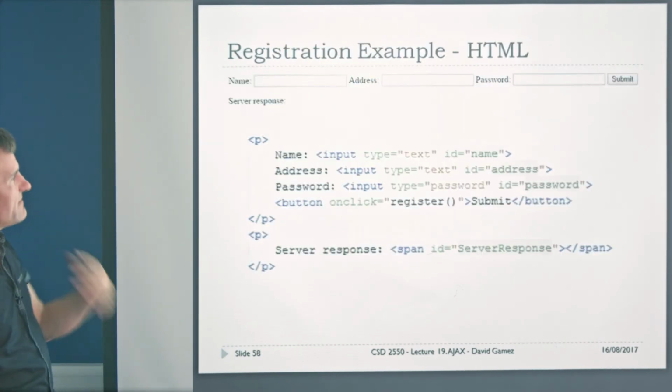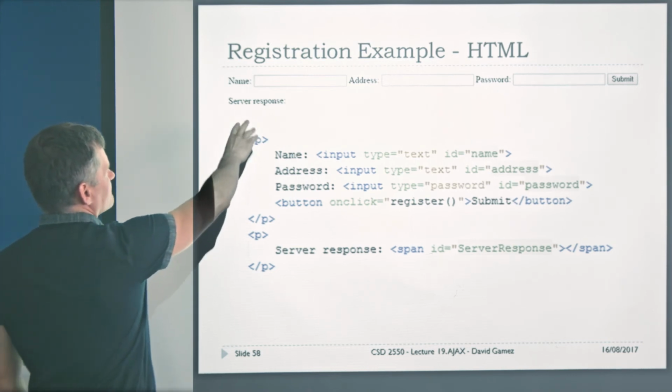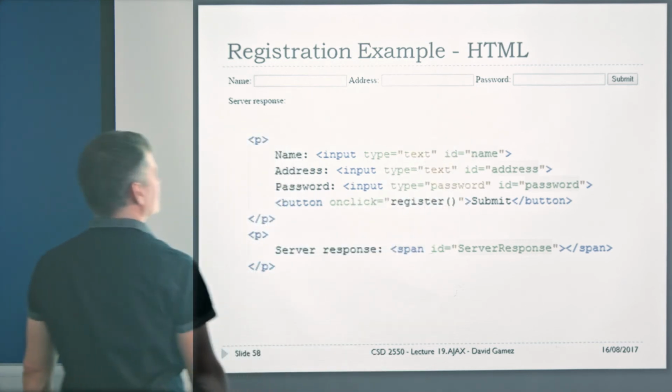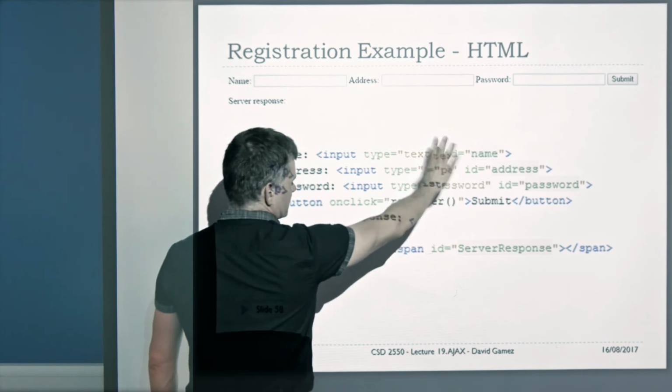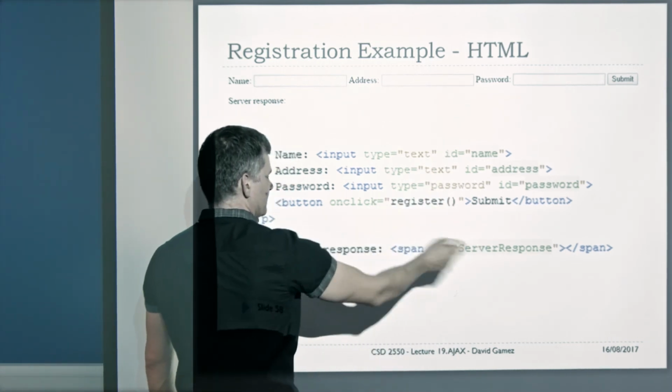So to make this even clearer, I'm going to give you a little registration example. Here we have a form with a name, address, and a password field, and a submit button. So this is the HTML for that. We've got name, address, standard input types, given them IDs, and then we've got the server response. What's coming back from the server is going to be injected into here.